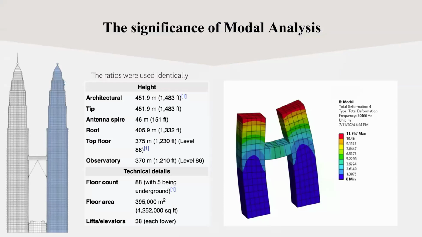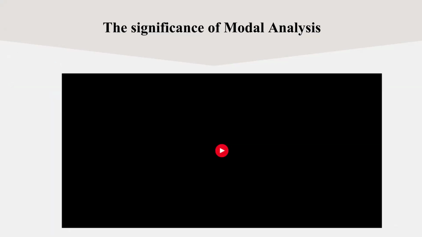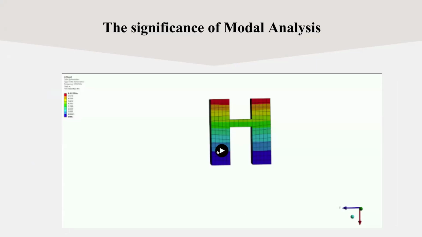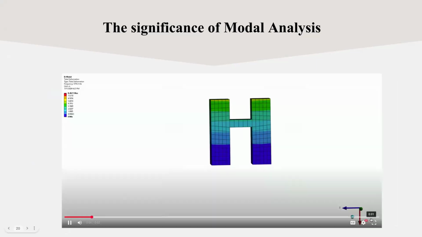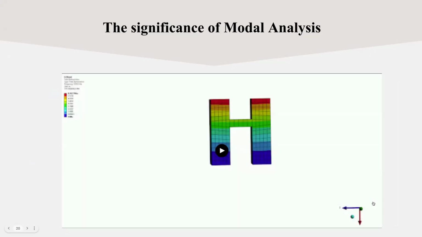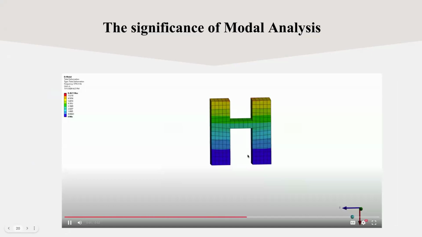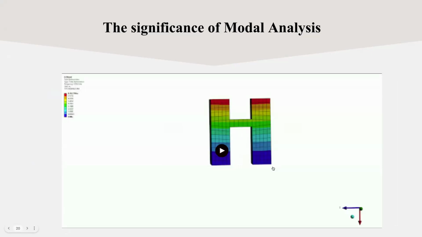So the significance of the modal analysis. The ratios were used identically to imitate the building, although it's not the same building. It's an H-shaped model that shows the total deformation using ANSYS. So this is how the H model reacts to each different deformation. The first deformation was when the mode was set to 1, and you could see a front to back movement.